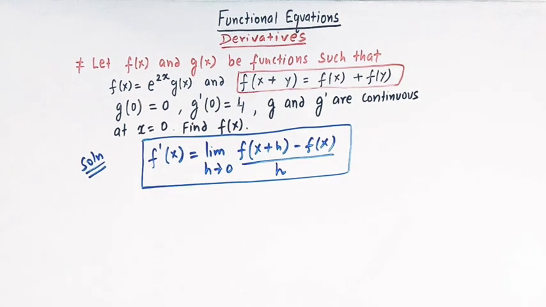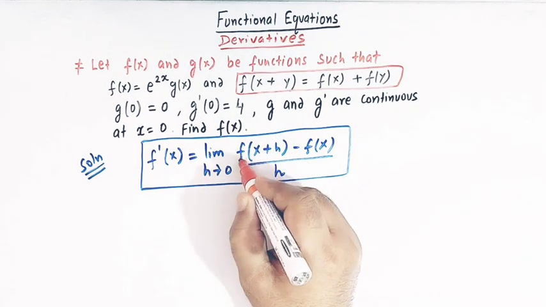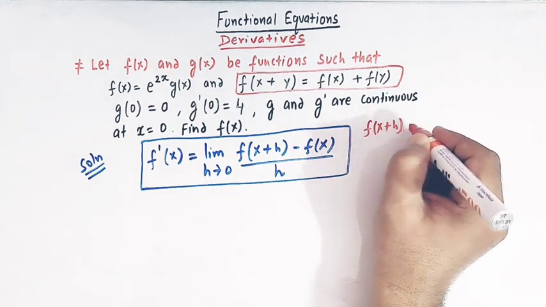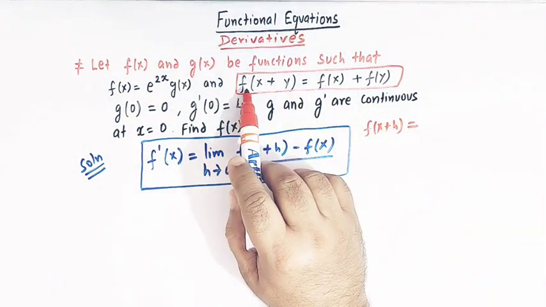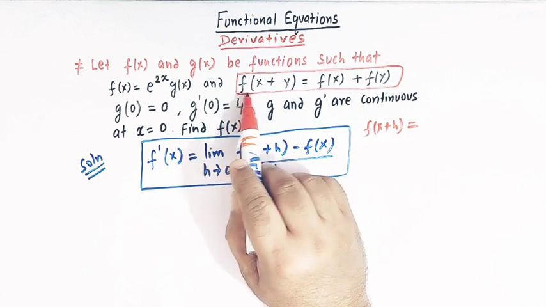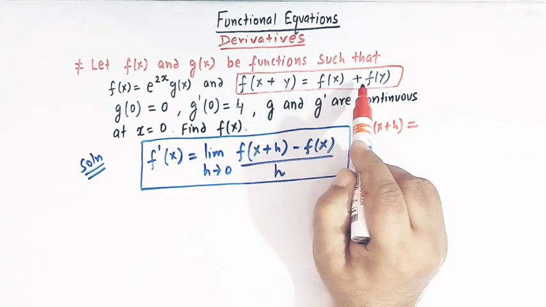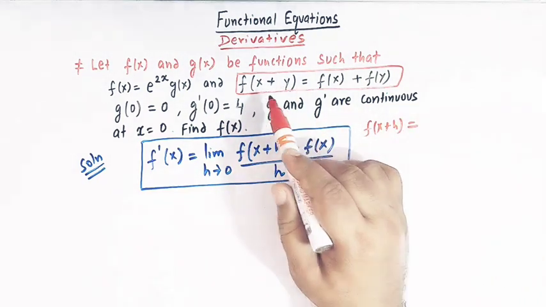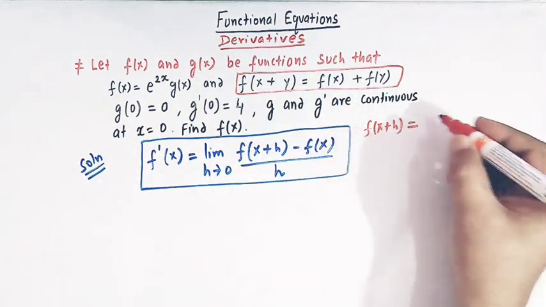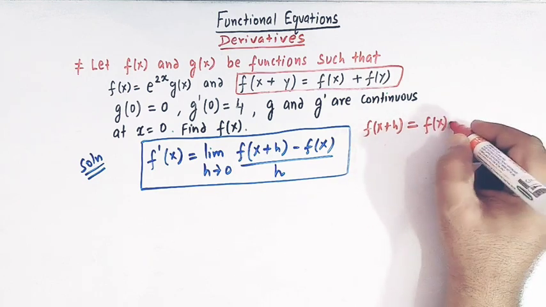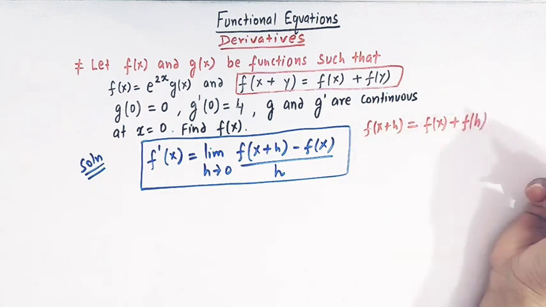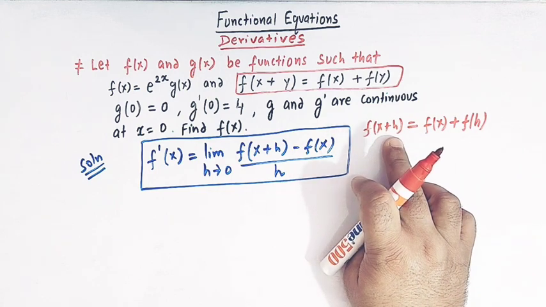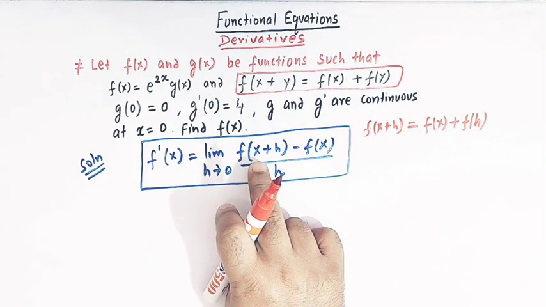So now here we have the term f of x plus h, right? So f of x plus h, and here we have the functional equation f of x plus y is equal to f of x plus f of y. So if we replace y by h, then we can write f of x plus h as f of x plus f of h, right? So let us substitute the value of f of x plus h in this limit, right?